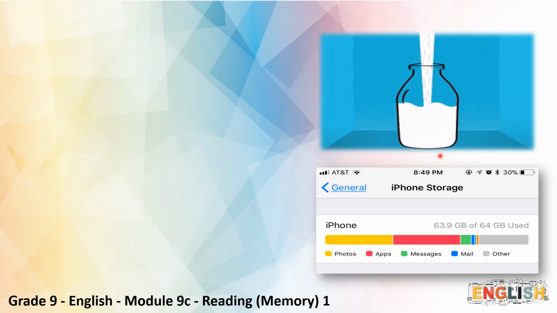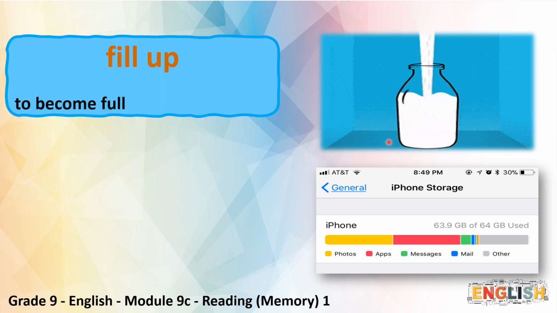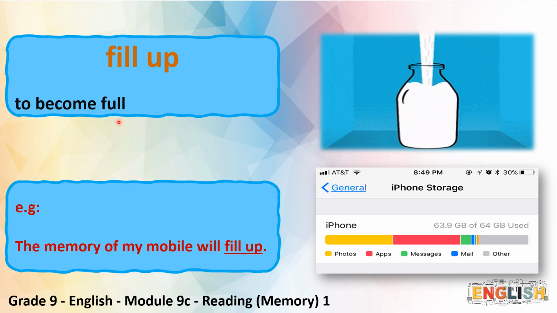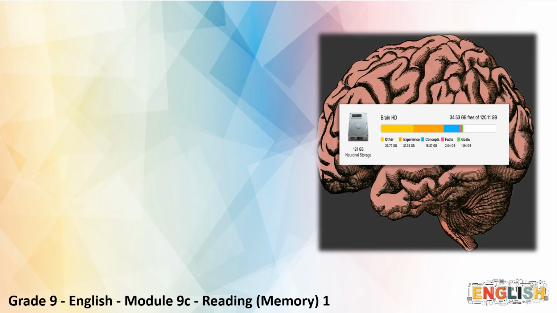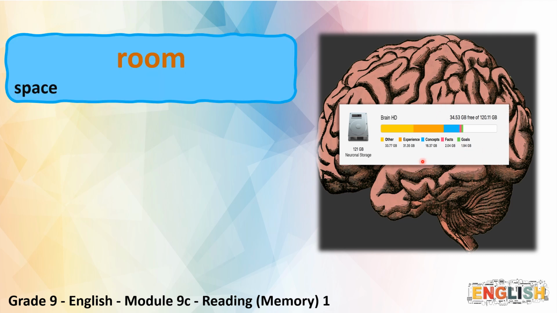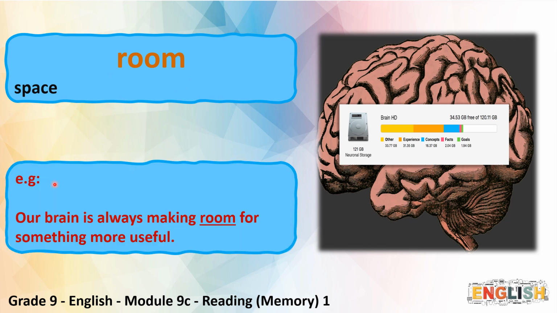The next picture, look here. Fill up, which means to become full. For example, the memory of my mobile will fill up. Look at this picture. That's right. Room, which means space. For example, our brain is always making room for something more useful.